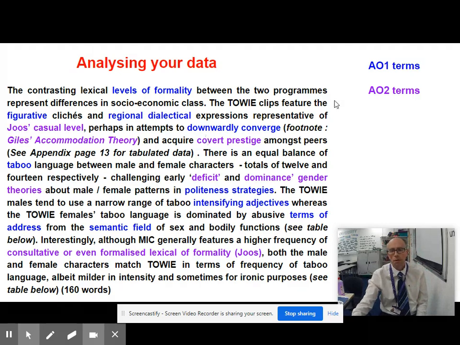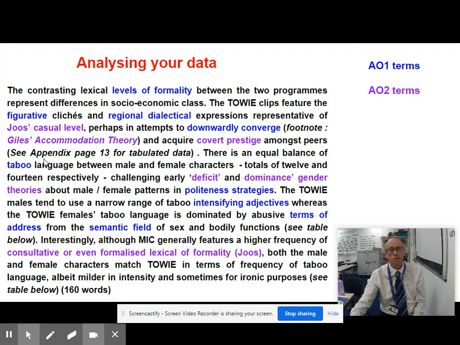But not only that, we've had a couple of AO2 theories and theorists mentioned too. So you've got Yaus's levels of formality, which is explained in the textbook, and you've also got Giles's accommodation theory as well. And notice what this student has done is that they've done an explanation about Giles's accommodation theory in a footnote, because that's just explanation and it's not analysis or evaluation. So that's what you need to be doing. So use brackets in your analysis in order to shepherd and guide the reader through the piece.